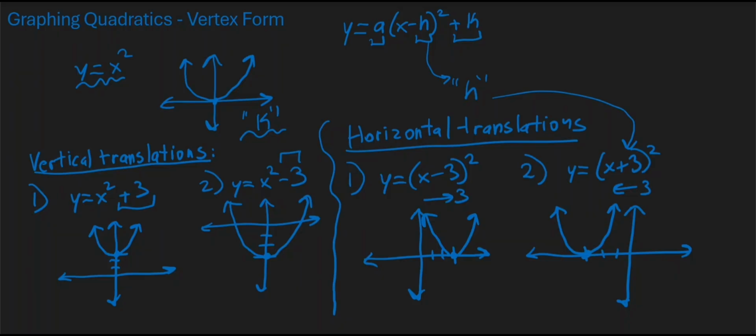Okay, so now let's dive into what the a term tells you. So now the a term tells you 2 things. It tells you what the vertical dilation of the parent function is, as in like would it be narrower or would it be wider? And the second thing it tells you is if it opens upwards or downwards.